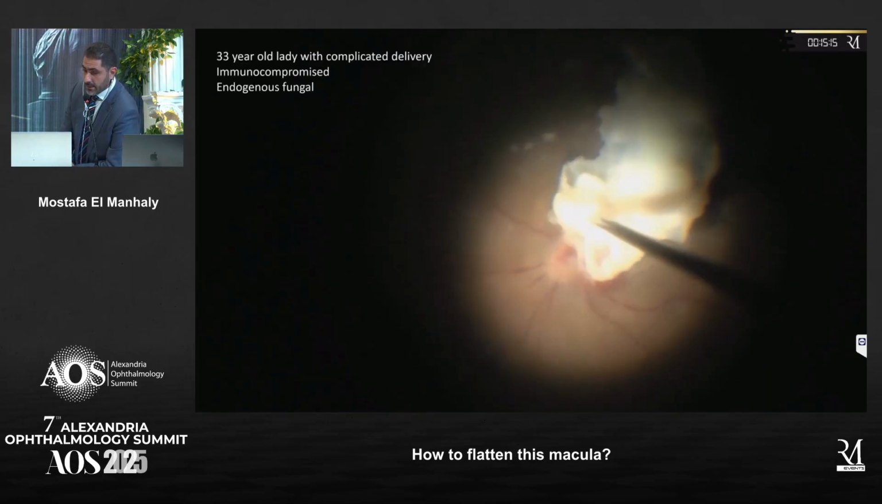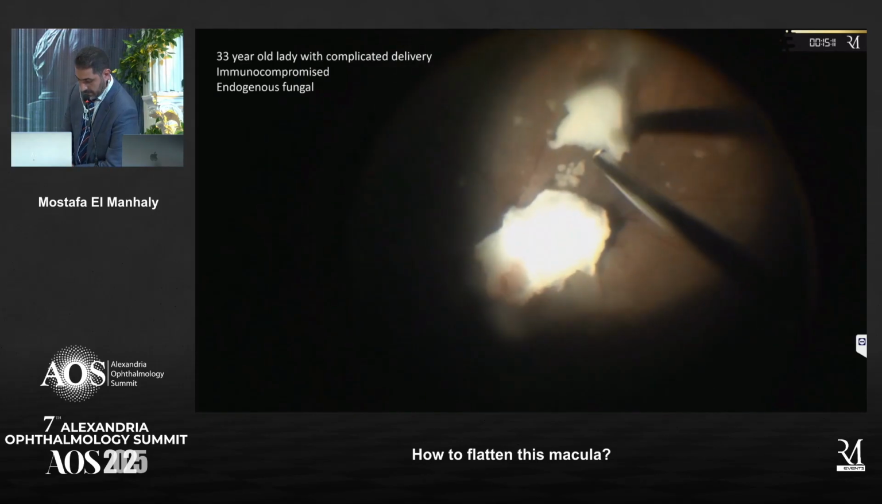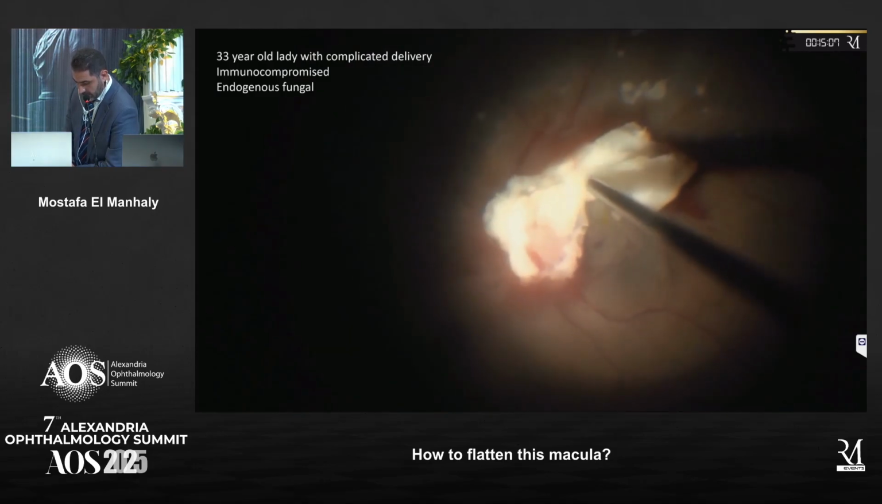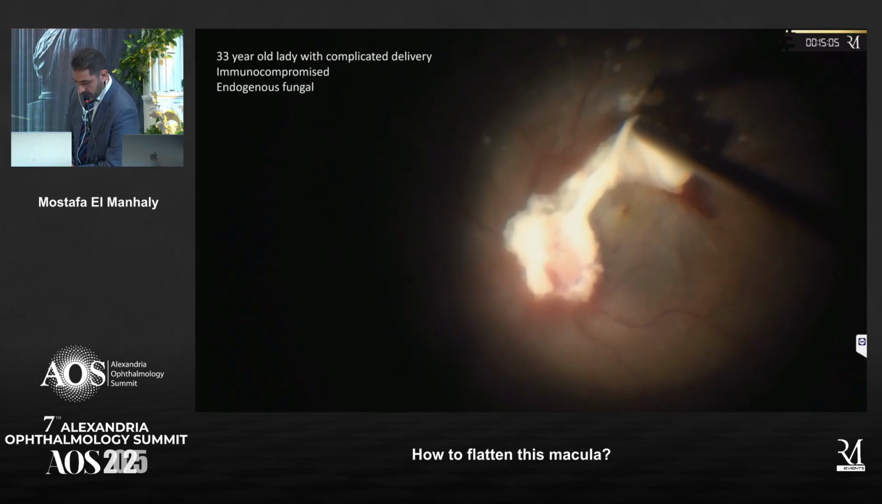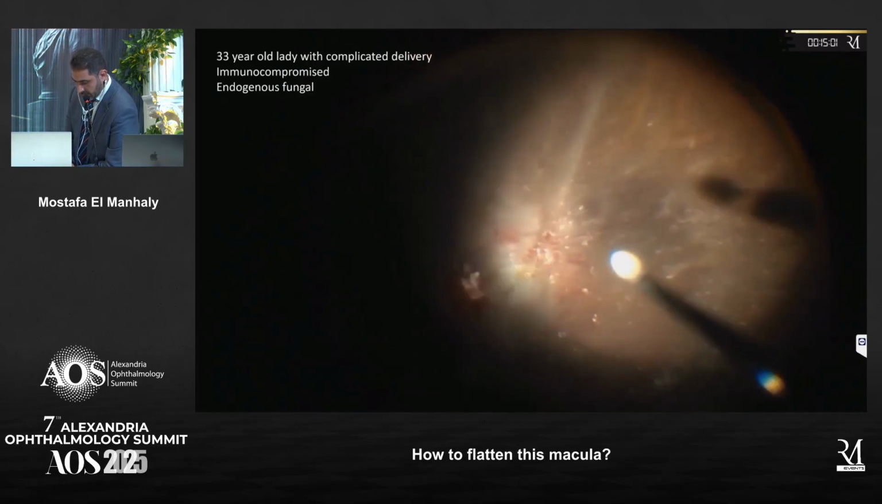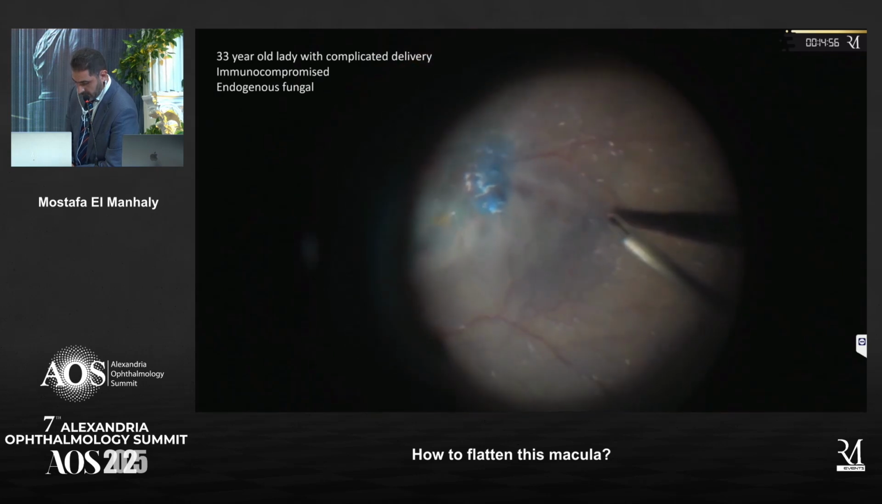So this is a young lady that had a complicated delivery, and she was in the intensive care for some time, and she presented to me with bilateral endogenous atypical fungal endophthalmitis. I tried systemic antifungals, did not improve even with intravitreal injection, and decided to go for surgery. Now, as you can see, there was a big tissue there that was over the macula.